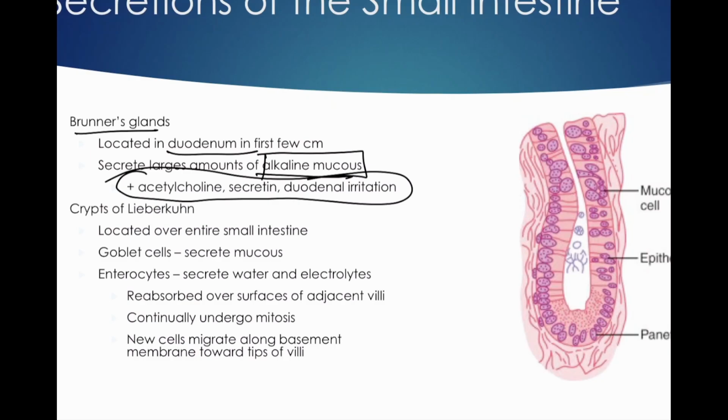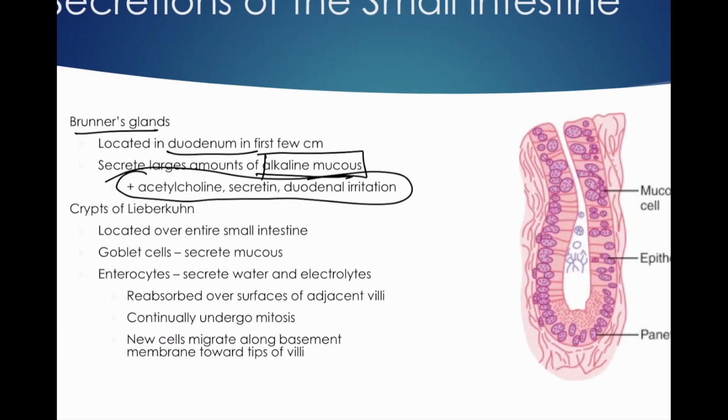Duodenal irritation. What is that duodenal irritation caused by? The acidic chyme coming in. The cell type in the duodenum is not made to handle low pHs. The stomach is. The esophagus is not, which is why when the acidity gets into the esophagus, you get heartburn and it hurts, because those cells are not made for it.